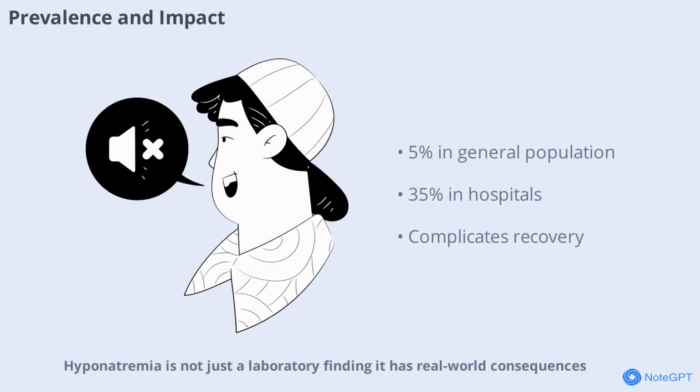Hyponatremia is not just a laboratory finding, it has real-world consequences. While only about 5% of adults in the general population are affected, the prevalence skyrockets in hospitals where up to 35% of patients may experience it. This is especially true for those with underlying health conditions or those receiving certain medications. The high prevalence in hospitalized patients makes it a significant concern for healthcare providers, as it can complicate recovery and increase the risk of adverse outcomes. Let's look at why this imbalance is so common in these settings.